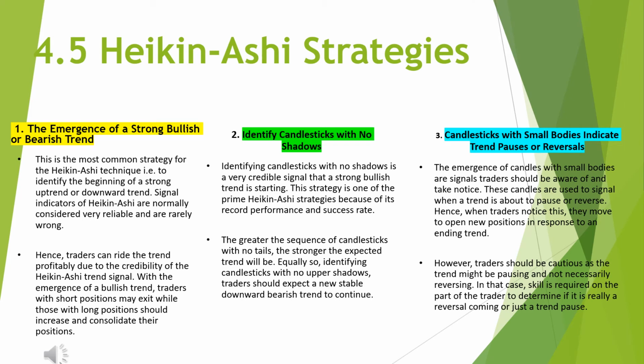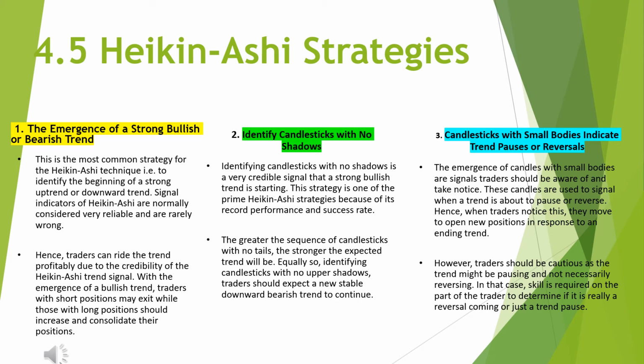2. Identify candlesticks with no shadows. Identifying candlesticks with no shadows is a very credible signal that a strong bullish trend is starting. This strategy is one of the prime Heikin Ashi strategies because of its record performance and success rate. The greater the sequence of candlesticks with no tails, the stronger the expected trend will be. Equally so, on identifying candlesticks with no upper shadows, traders should expect a new stable downward bearish trend to continue.